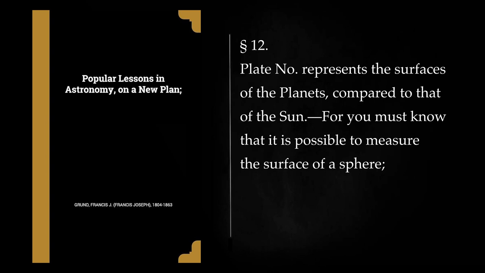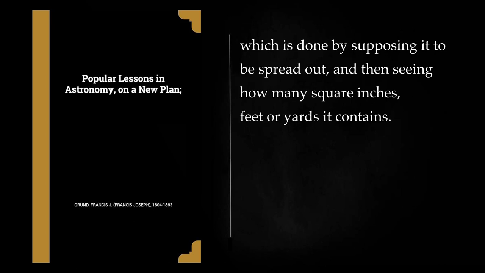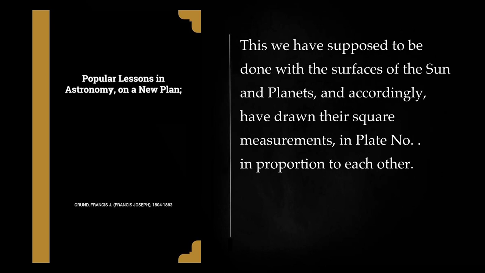Section 12. Plate No represents the surfaces of the planets, compared to that of the Sun, for you must know that it is possible to measure the surface of a sphere, which is done by supposing it to be spread out, and then seeing how many square inches, feet or yards it contains. This we have supposed to be done with the surfaces of the Sun and planets, and accordingly, have drawn their square measurements, in plate No, in proportion to each other.